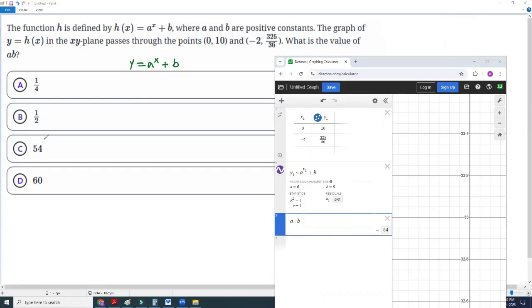Okay, here we find 54 in answer choice C. The correct answer choice for this question is C.